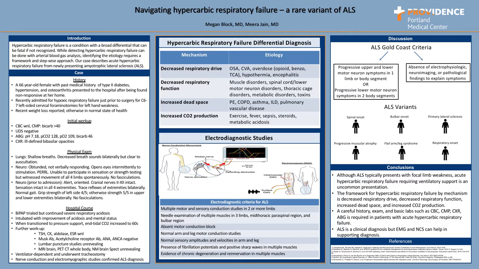So first, I want to go over the differential diagnosis of acute hypercarbic respiratory failure. It can help to think of it by mechanism, as shown in this chart. So if you're thinking that the patient's respiratory drive is decreased, then think of sleep apnea, stroke, overdose, encephalitis. If you're thinking about decreased respiratory function, then think of toxins, muscle disorders, spinal cord disorders, lower motor neuron disorders. If you're thinking increased dead space is what is going on, then you would think of PE, COPD, or interstitial lung disease.